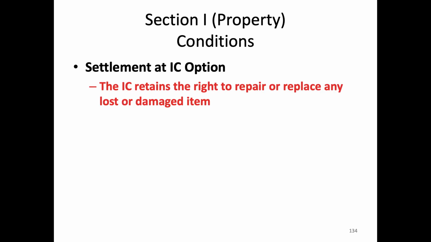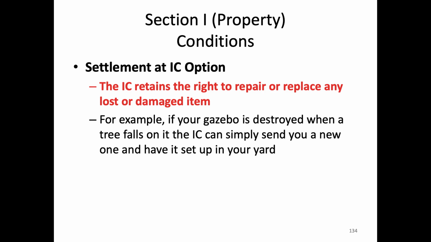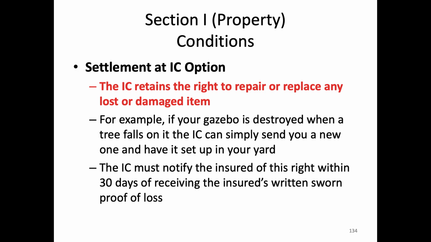Settlement at insurance company option. The insurance company retains the right to repair or replace any damaged or lost item. For example, if your gazebo was destroyed when a tree falls on it, the insurance company could send you a new one and have it set up in your backyard. Or what they could do is have it repaired. So they have the choice to repair or replace any damaged item.